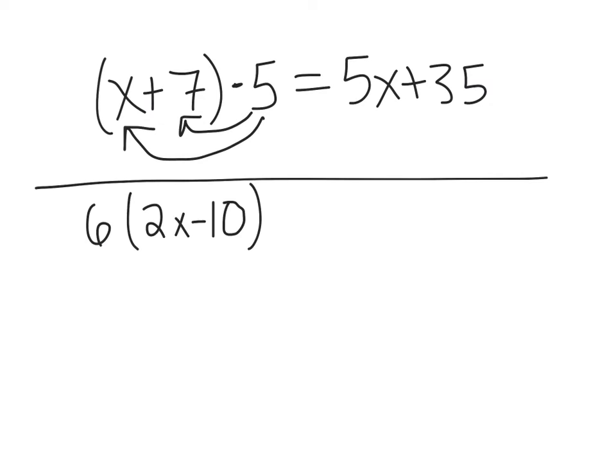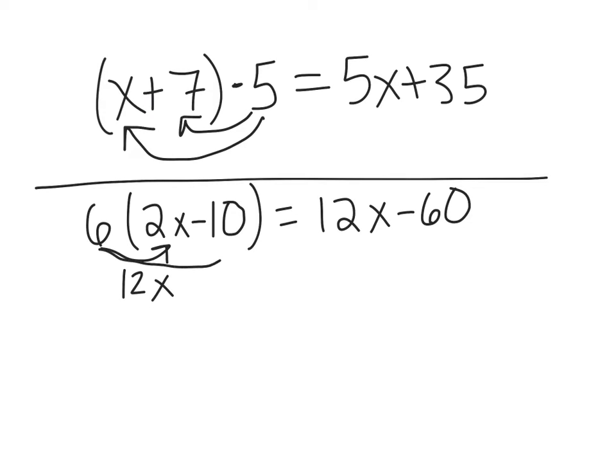What about 6 times 2x minus 10? What would you do with that? Did you write 12x minus 60? That's what I think, because 6 times 2x gives you 12x, and 6 times 10 gives you 60, and we know those quantities are being subtracted.